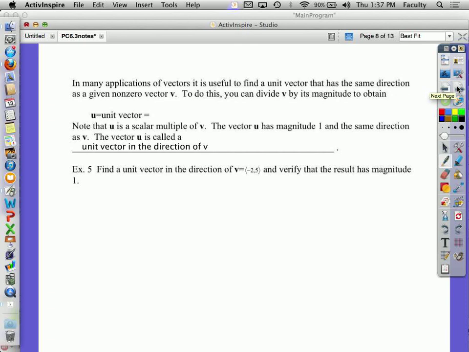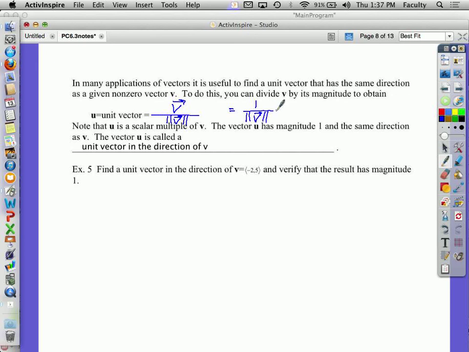All right, in many applications of vectors, it is useful to find a unit vector that has the same direction as a given non-zero vector v. To do this, you can divide v by its magnitude to obtain the unit vector. So it says you're going to take vector v divided by its magnitude. It says, note, vector u is really a scalar multiple of vector v. And let me show you how.